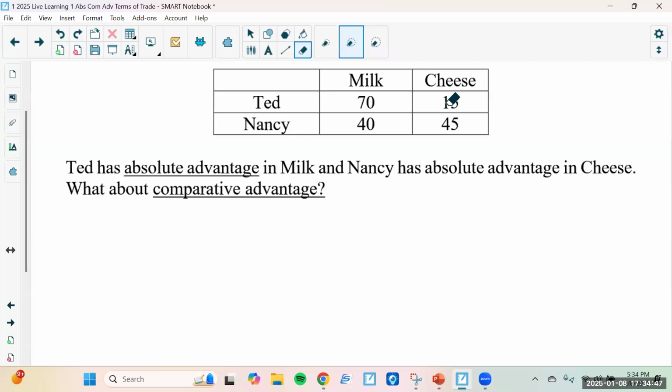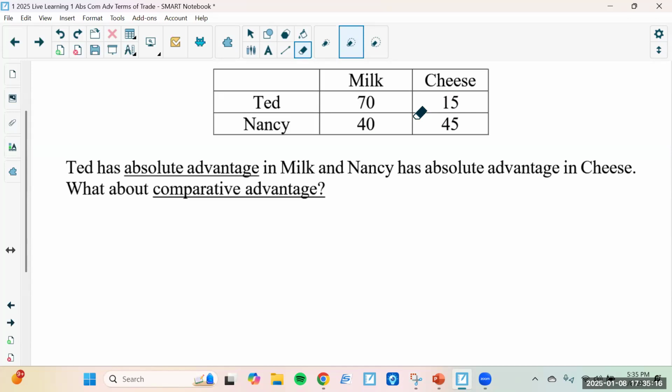Ted can produce 70 milk, 15 cheese. Nancy can produce 40 milk and 45 cheese. We have to compare the production of each here. You can't do it with these numbers. So what we're going to do is a little bit of math voodoo, also called algebra, to figure out the opportunity cost of 1 unit of milk. And trust me, if you do it this way, you'll get it right.